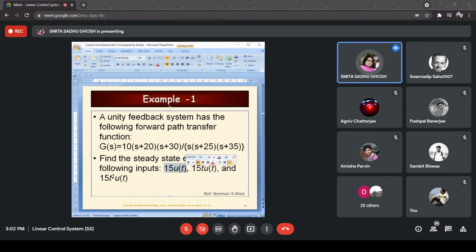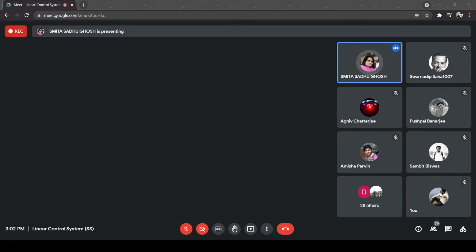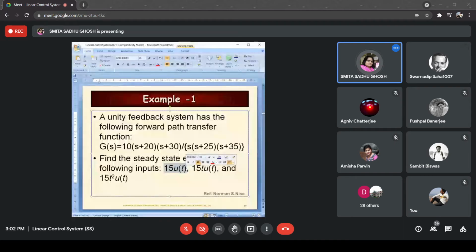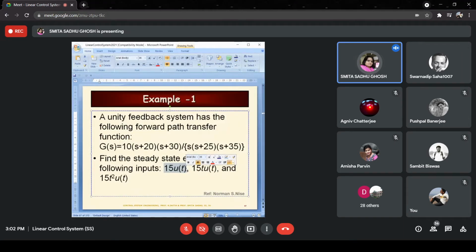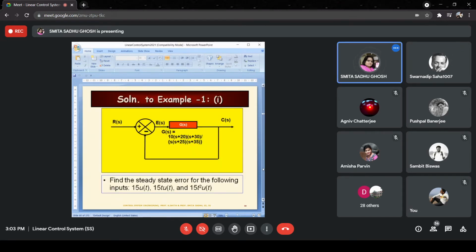What is the first thing that we will do? If a step input is applied, which error constant are we interested in? Position error constant, very good. So Kp has to be found out. Now, if you recollect, what is Kp? Kp is equal to the limit of G(s) as s tends to 0. G(s) is given to you, so you have to find Kp. Can you do it and tell me what your Kp value is? Infinity. Okay. So go to the next slide.